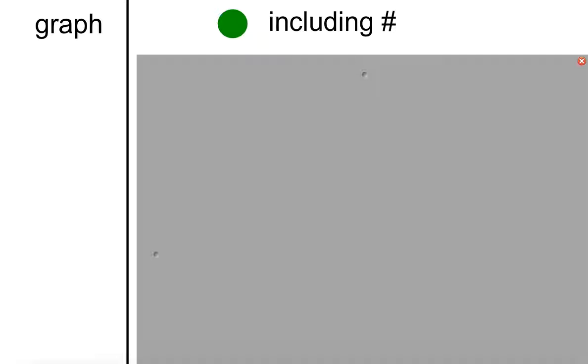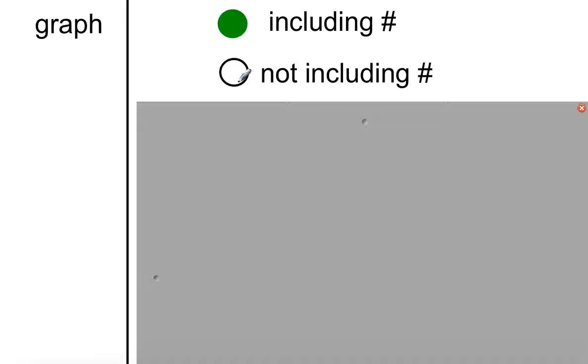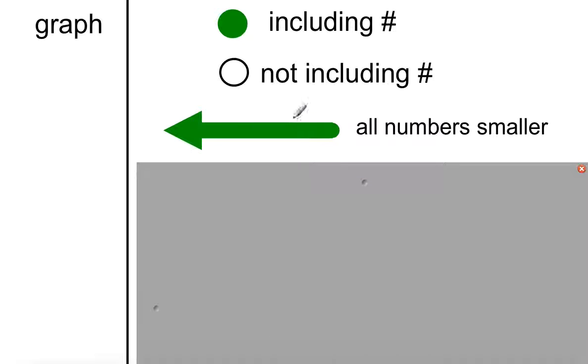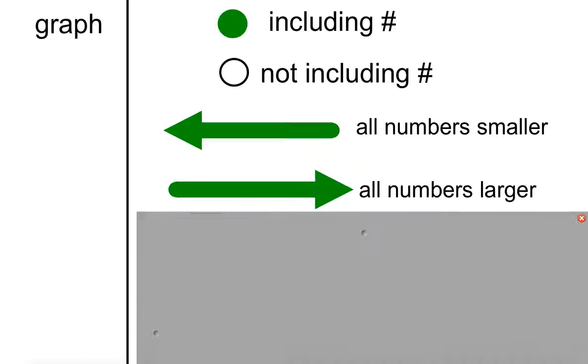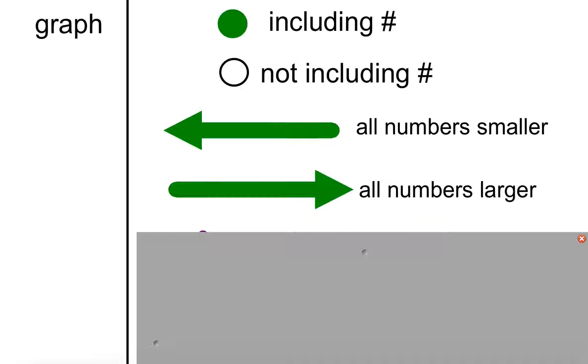So we're going to learn to graph these today. So if it's a circle that's colored in, it's going to include that number. If it's an open circle, it means it doesn't include that number. Arrow going to your left are all numbers smaller. Arrow going to your right are all numbers bigger.